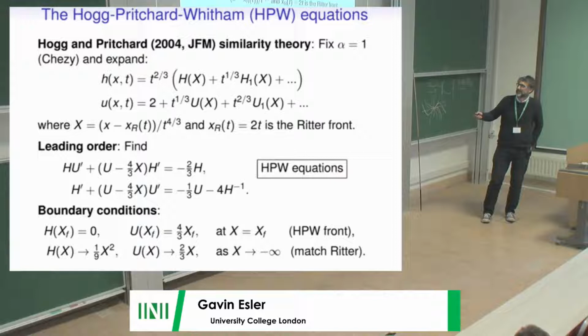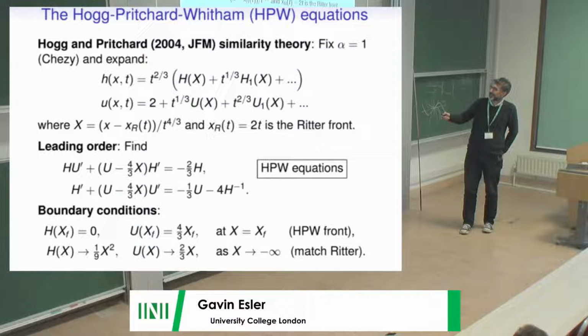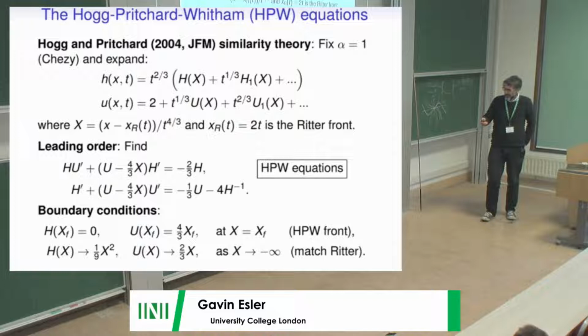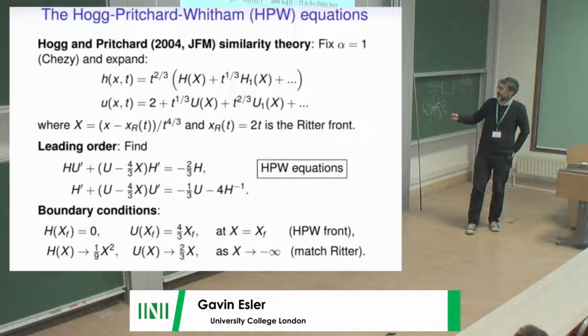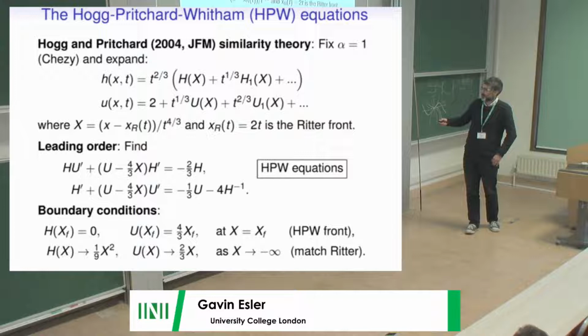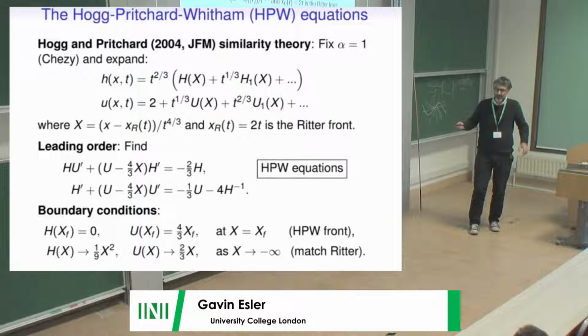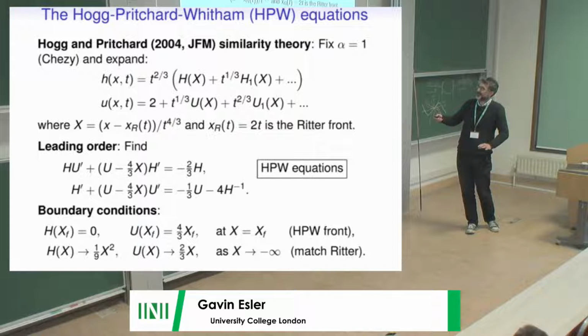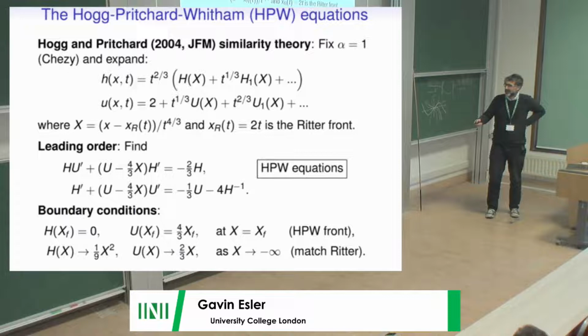They're ordinary differential equations in this capital H and U. What you imagine is that the solution of this gives you the shape of the correction to the dam break theory. They come with some boundary conditions. There's a kinematic condition that the front of the Hogg-Pritchard-Whitham equations has to match the speed of that front as it moves in the coordinate system, which corresponds to this condition. And at the rear, you have to match to the Ritter solution, because this is a theory of the tip, and as you move away from the tip to big x equals minus infinity, you need to join up to the original Ritter solution, which gives these simple limiting cases.